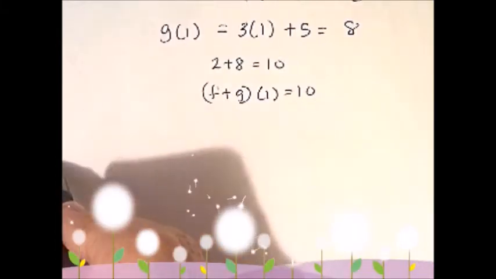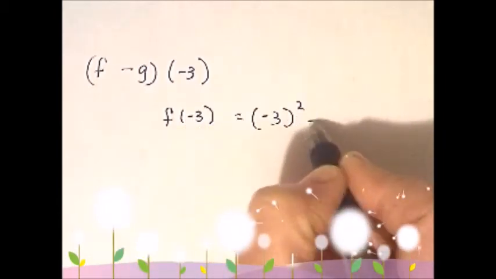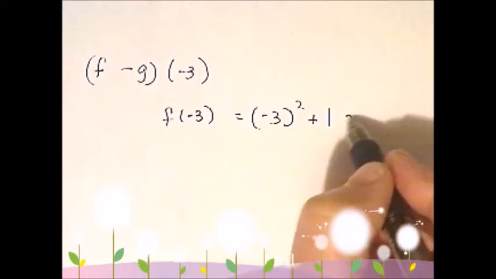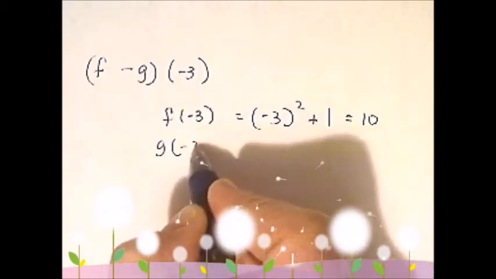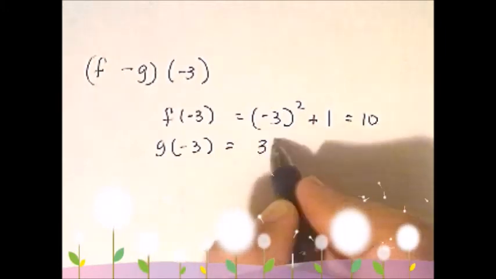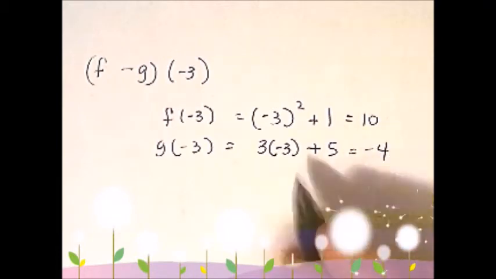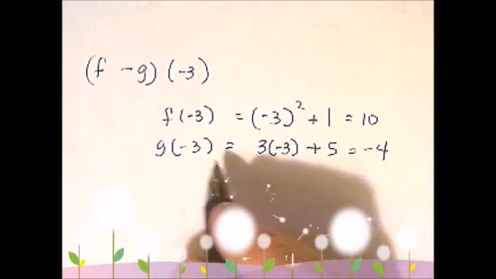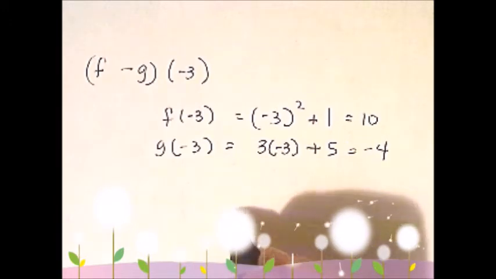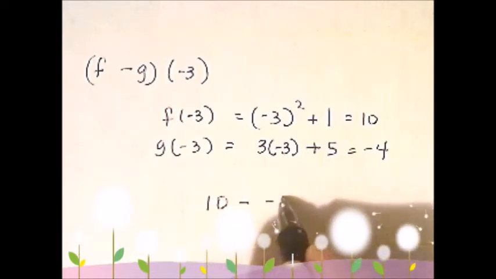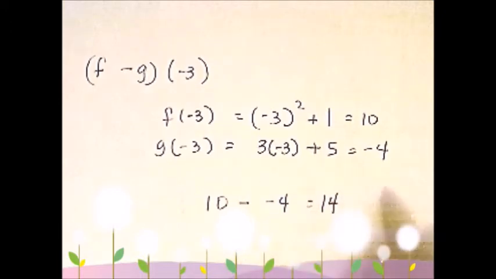If you're subtracting, f minus g of negative 3, you would need f of negative 3, which is negative 3 squared plus 1. 9 plus 1 is 10. G of negative 3, which would be 3 times negative 3 plus 5, which is negative 9 plus 5, which is negative 4. And you would need to subtract those. 10 minus negative 4 is 14.